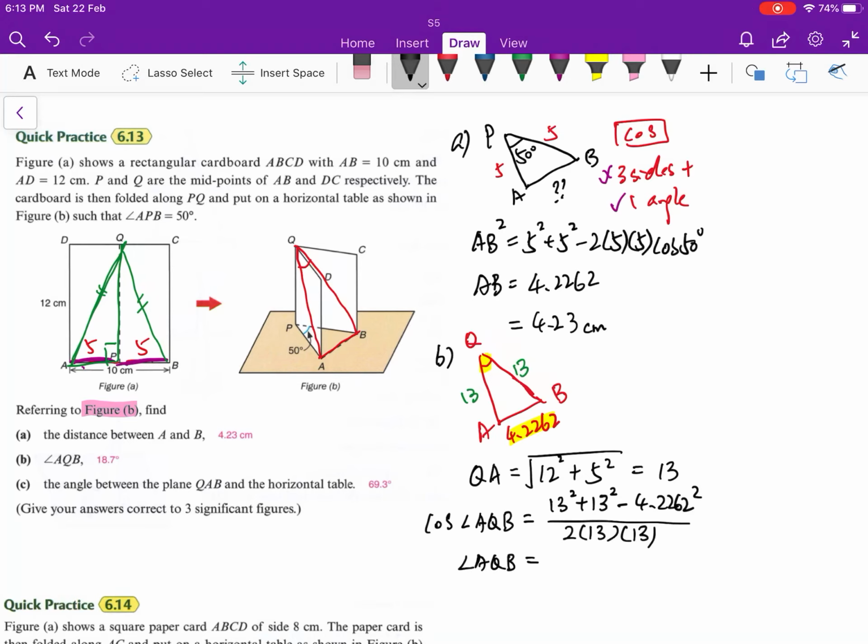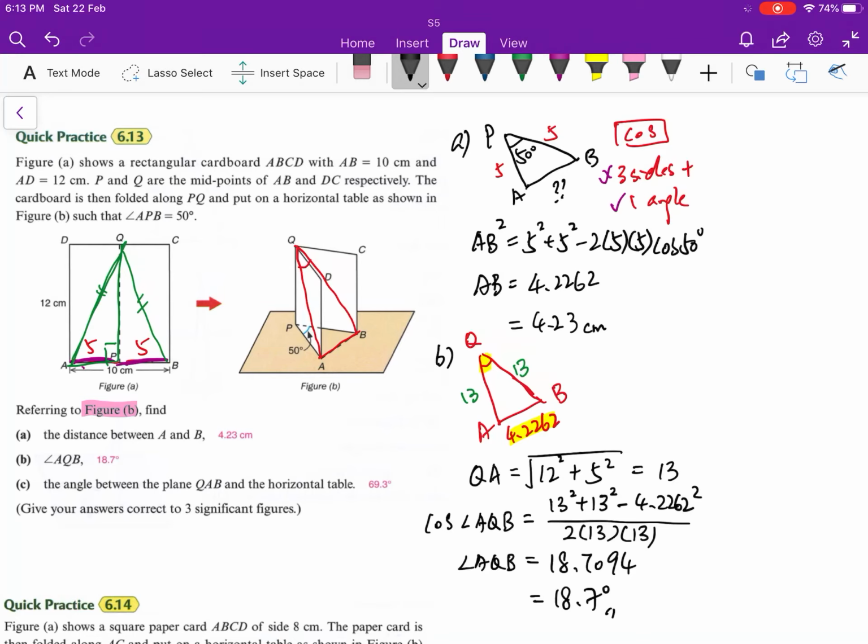Don't just give me 3 significant figures. Keep 4 decimal places first, because maybe we need to use this answer in question C. Then the final answer is 3 significant figures. Got it? So this is part B.